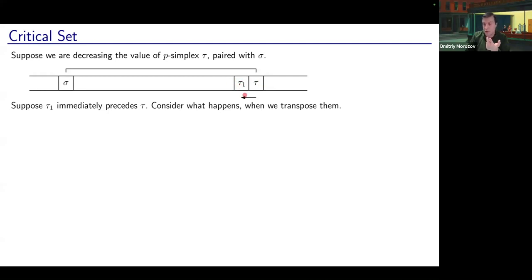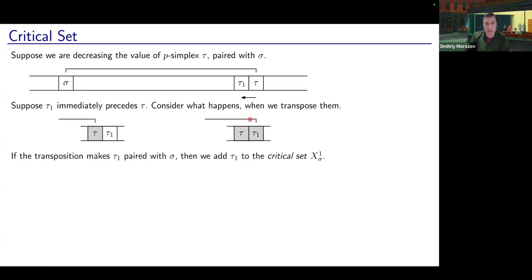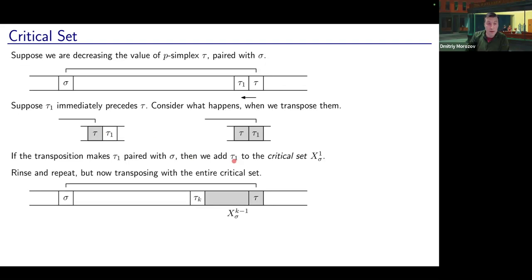Because one of two things can happen. Either the pairing changes, and when I move tau to before tau 1, now tau 1 becomes paired with sigma, or it doesn't. If the pairing changes, then I say that tau 1 has to enter this critical set. So it's going to be a simplex that's going to be paired with sigma if it comes last in the sequence. If it doesn't, then I can forget about tau 1 because it's not doing anything. And now I can just rinse and repeat.